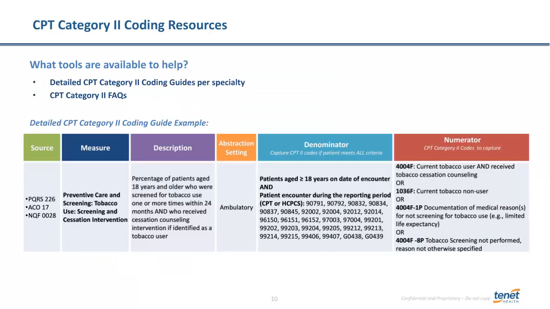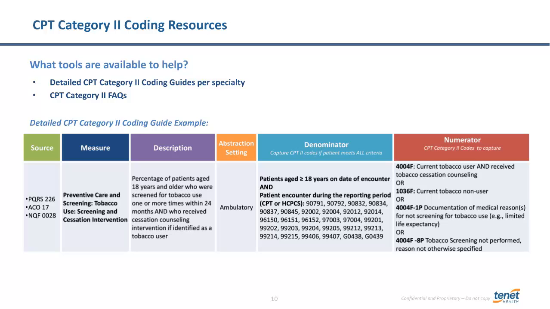We also wanted to make you aware of some resources that we make available to our member practices to assist in tracking CPT Category II codes. Each of our CI networks has a detailed CPT Category II coding reference guide, which highlights the measures programs for your particular specialty and provides a variety of information, including the measure name, a description, the measure source, such as PQRS, HEDIS, or others, the abstraction settings, so you can see if this is a measure that will come out of your office or is one that we collect from facilities, and most importantly, the numerator and denominator codes for each measure so you know what codes and demographics would qualify a patient for measurement.